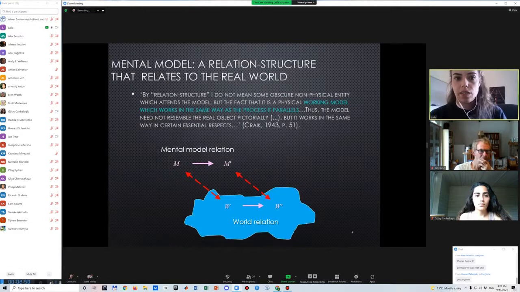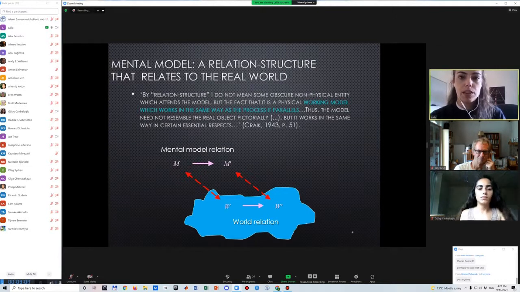And this is kind of continuing on the previous, again by Craik. So by relation structure, I do not mean some obscure non-physical entity which attends the model, but the fact that it is a physical working model which works in the same way as the process it parallels. Thus, the model need not resemble the real object pictorially, so like literally, but it works in the same way in certain essential respects. So the picture below kind of shows that a little bit better.